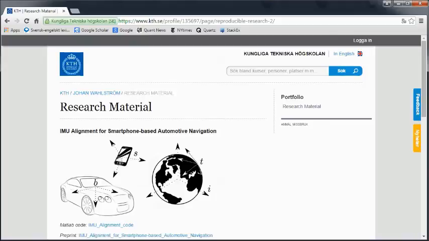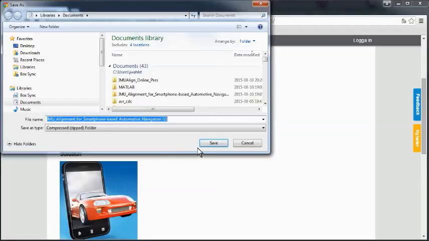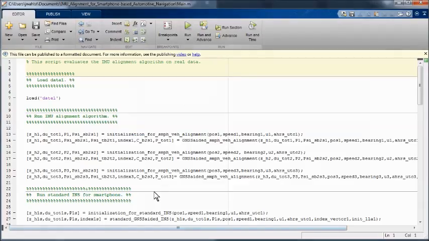So now I'll give you a short introduction to the MATLAB code. First, you want to go to this website, and you'll find a link in the paper. And then you want to download the IMU alignment code. And after extracting the files, you will see 2 main files. The first is for running the algorithm on the real-world data, and the second is for the simulations.